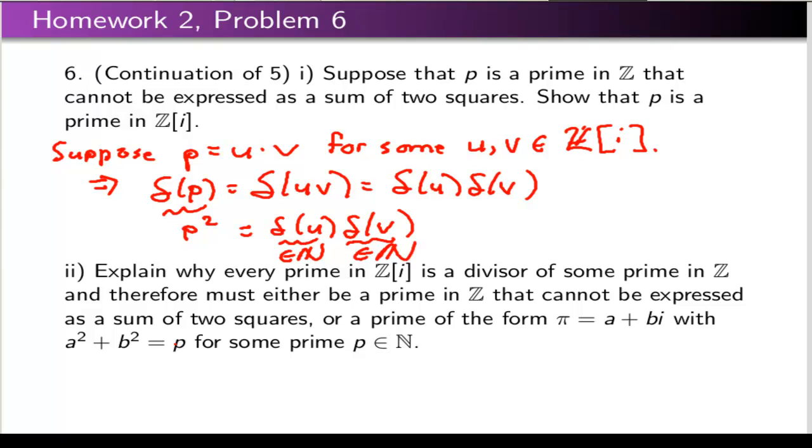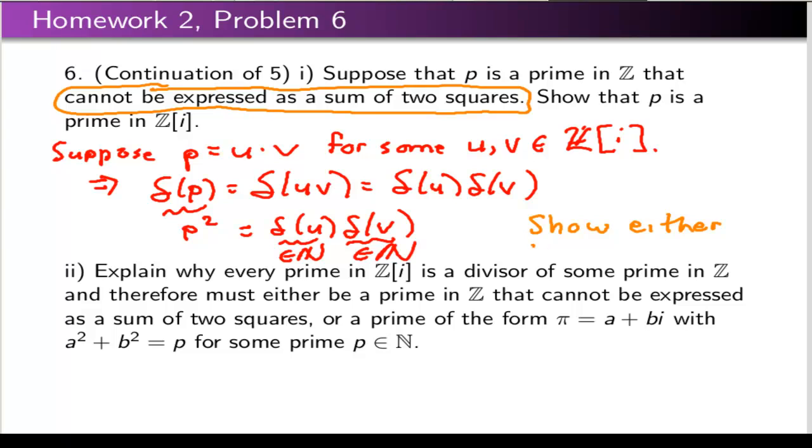But at some point here, you're going to bring back this hypothesis. p is a prime that cannot be expressed as a sum of two squares. So consider these possibilities for how you break this up, and then use this property to show that either u or v is a unit. And that will tell us that p is irreducible.